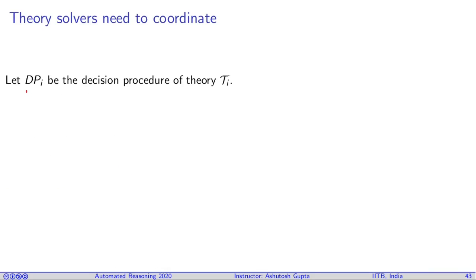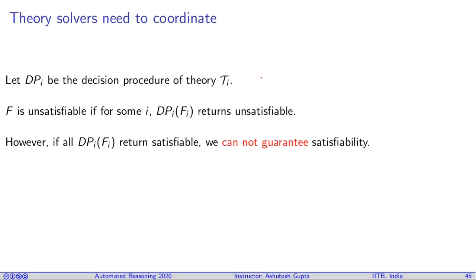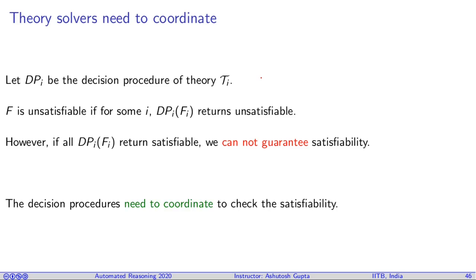Let DP_i be the decision procedure of theory T_i. If any one of the F_i becomes unsatisfiable, then F is unsatisfiable and you are done. If all DP_i(F_i) return satisfiable, we cannot guarantee satisfiability. How do we know that the values assigned agree on the common variable names? A value assigned in one particular theory may not match the values assigned in another theory, so there must be some coordination among them to find a satisfying assignment. This coordination is called theory combination, and it is done via the Nelson-Oppen method.